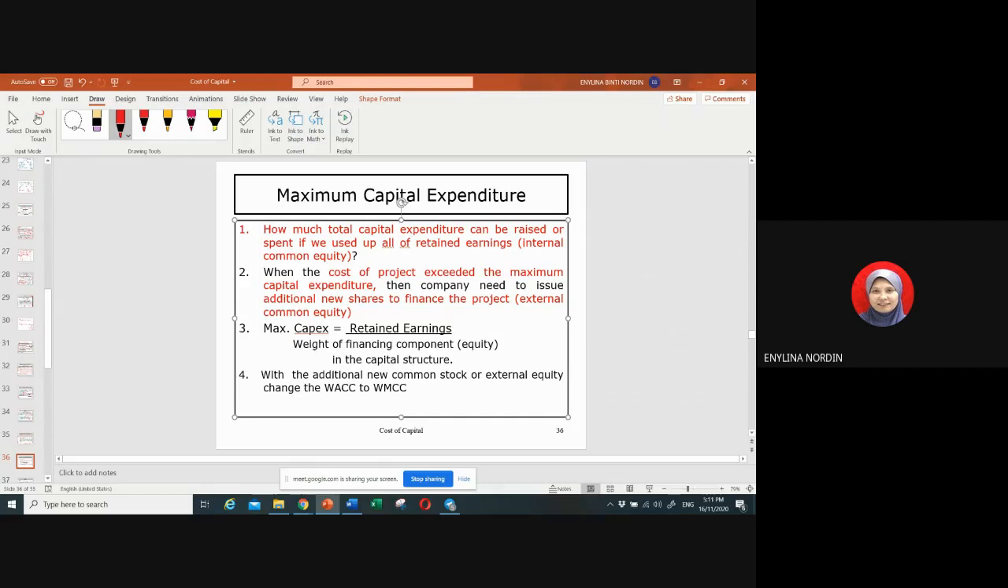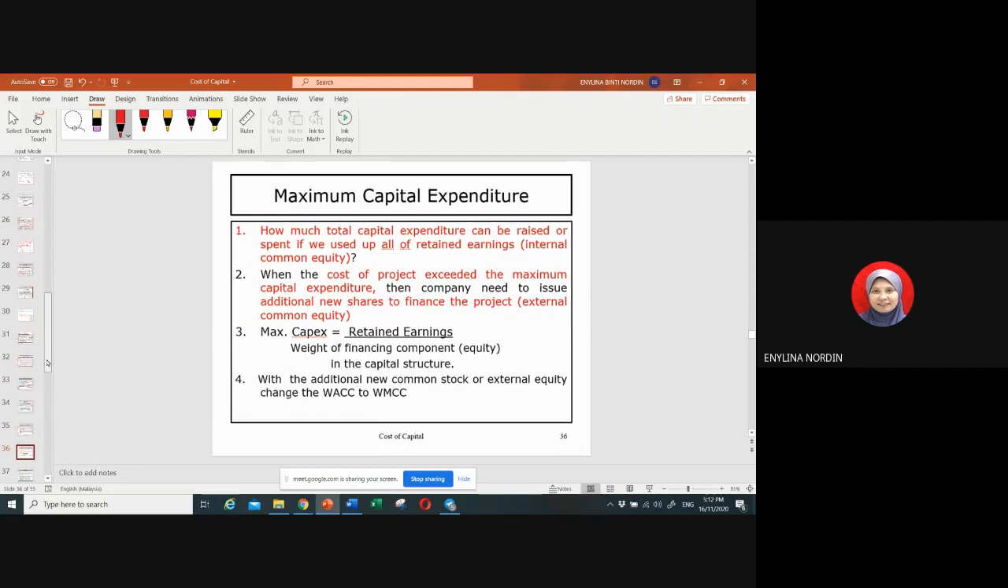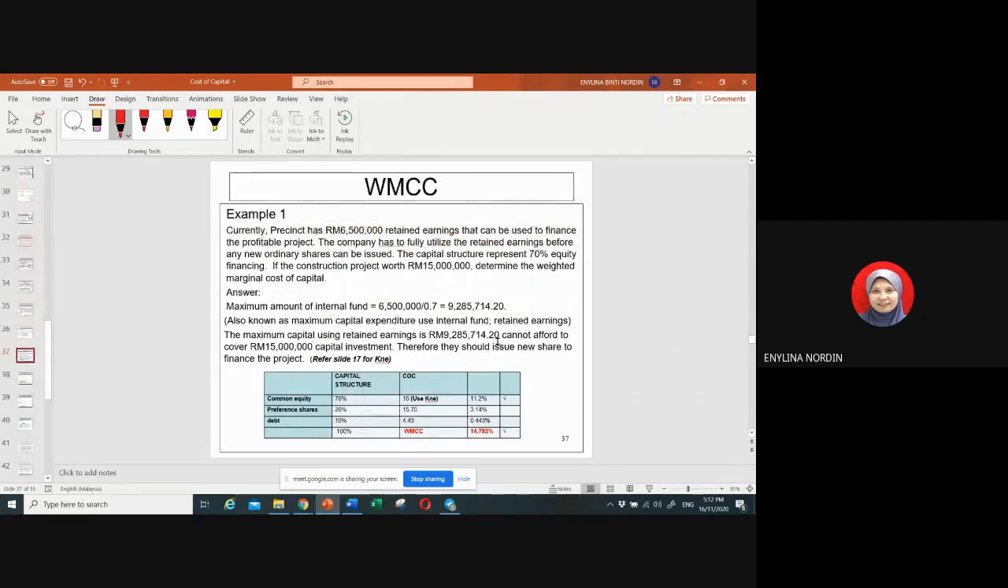That is where the company needs to calculate the cost of capital for the WMCC, not WACC. So let us have a look at this example. Let's say now we want to determine first whether the company needs to issue new stock or not. Let us read first.